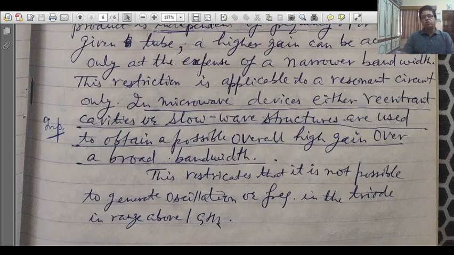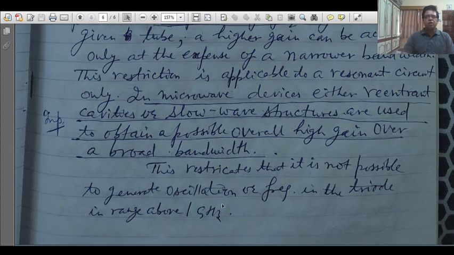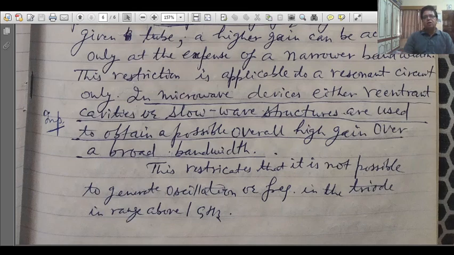In microwave devices we use these structures because they are meant for microwave devices, and these circuits cannot be used in conventional tubes. This is the method by which we achieve high gain for microwave devices, by using re-entrant cavities and slow wave structures. This restriction also means it is not possible to generate oscillations at frequencies above a certain range in a triode or conventional tubes. So we see there are limitations and restrictions in the operation of conventional tubes.